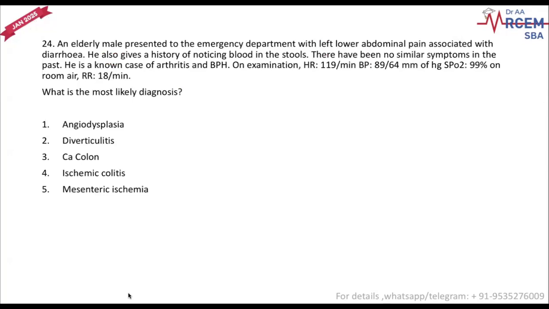Elderly male presents to the emergency department with left lower abdominal pain associated with diarrhea. He's noticed blood in the stools. There have been no similar complaints in the past. He is a known case of arthritis and BPH. There's some amount of tachycardia. Blood pressure is on the lower side. What is the most likely diagnosis they are asking here?